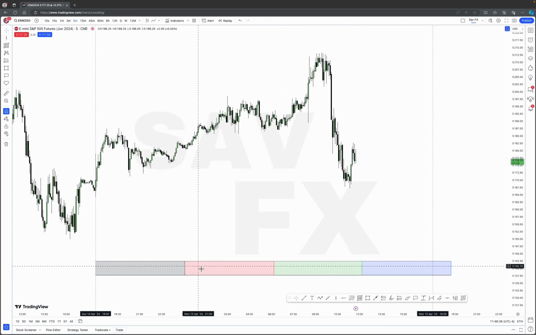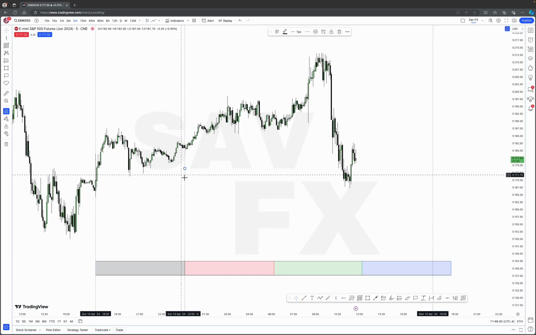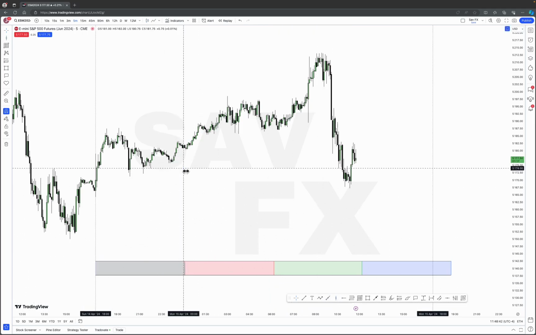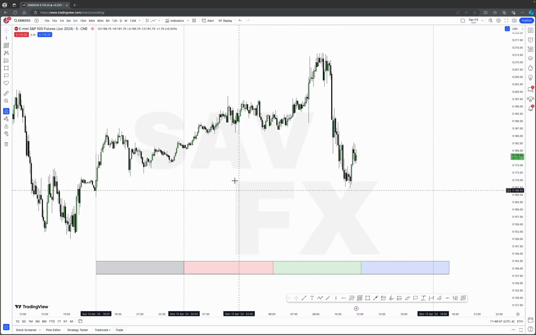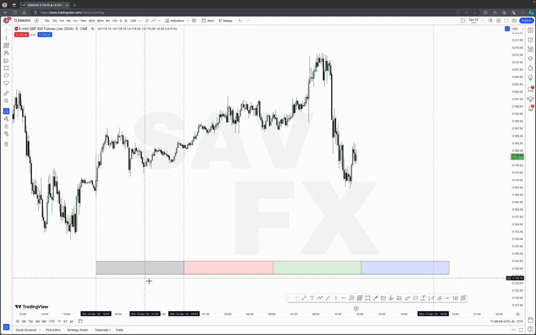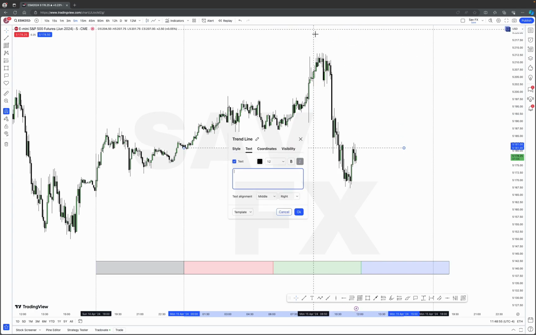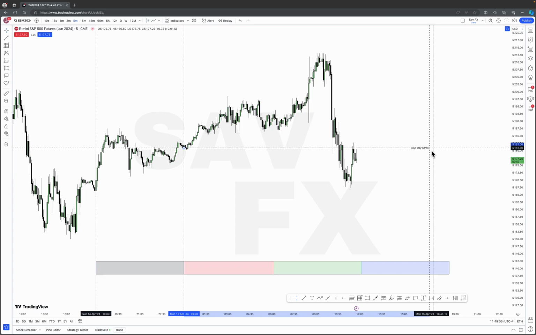The beginning of Q2 and the end of Q1, that midpoint has to be midnight. So let's refine that, right? Perfect. Beginning of Q2, the end of Q1. That is a true day open. That is a true day open, right?